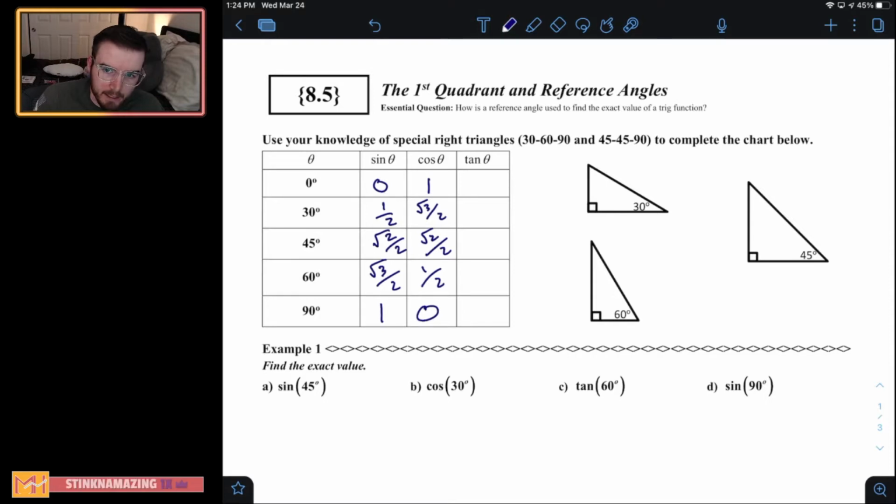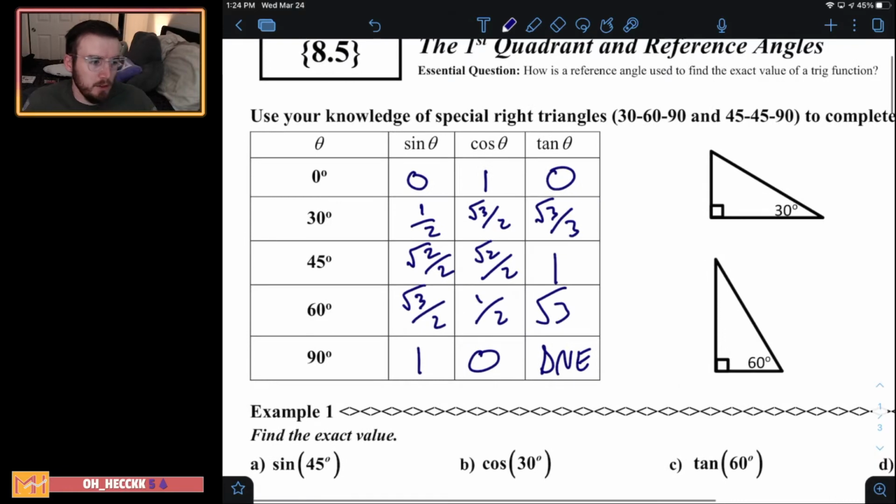And then lastly, tangent of 0 is 0. This one is undefined. Or how about I wrote DNE, does not exist. And then tangent of 30 is root 3 over 3. Tangent of 45 degrees is 1. And tangent of 60 degrees is root 3. So we've covered these values before.